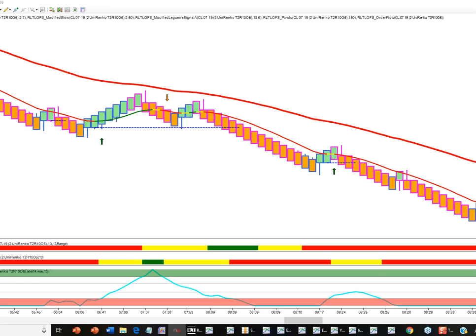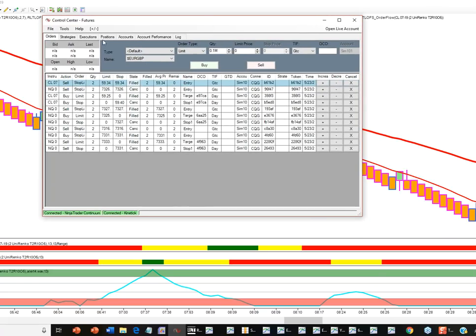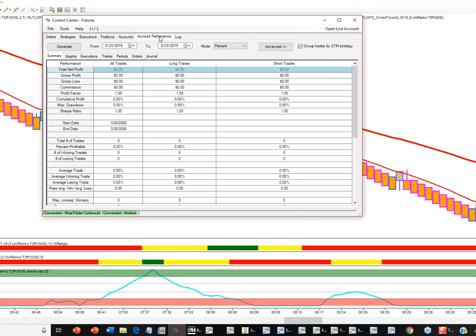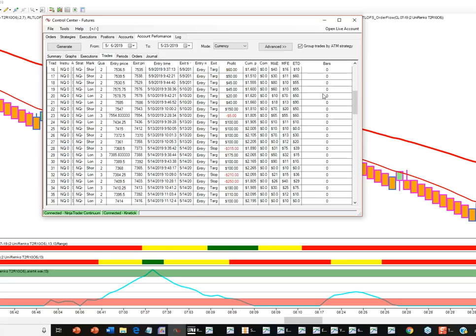I want to just show you really quickly. Here's our NDT. Here's our account performance. Here we go. Here's currency. I'm going to generate. We're up $4,550 month to date. Here are our trades, every one of them.